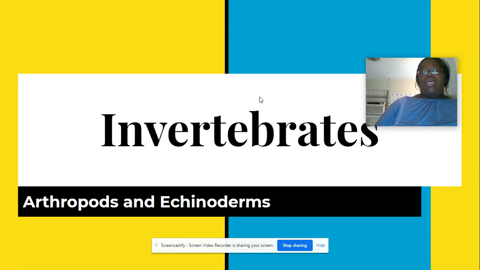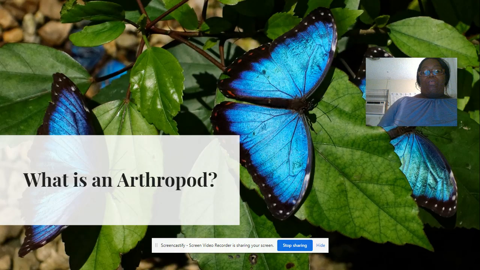We talked about them last week. We talked about sponges and we talked about cnidarians. Today we're going to talk about arthropods and echinoderms. So what is an arthropod?